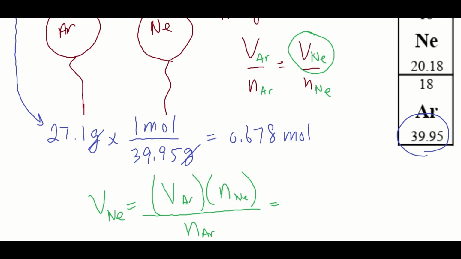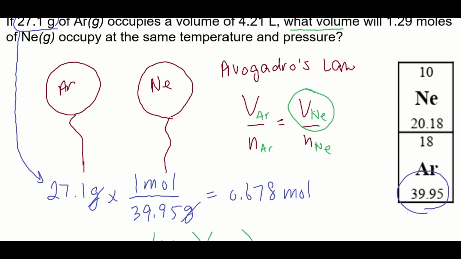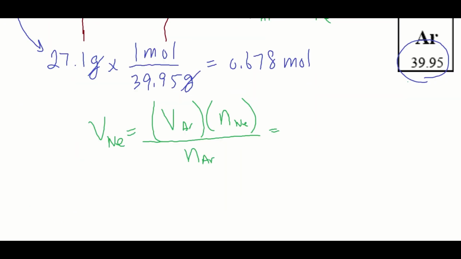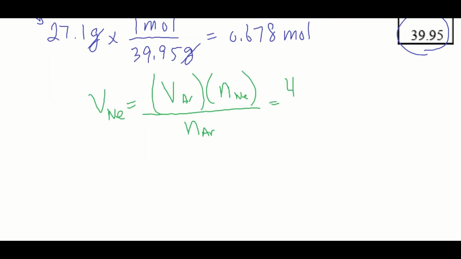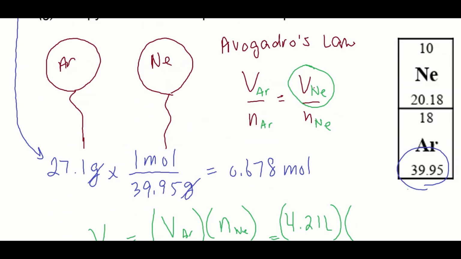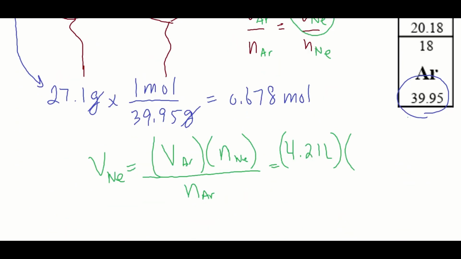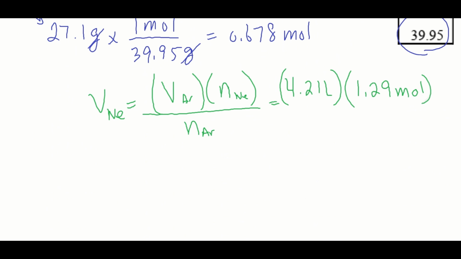Now let's plug in the values. The volume for argon was given to us in the problem, 4.21 liters. The number of moles of neon is also given to us, 1.29 moles. And the number of moles of argon we calculated earlier, 0.678 moles.